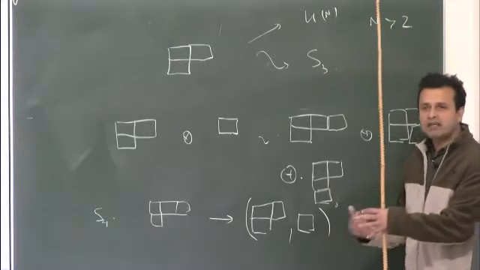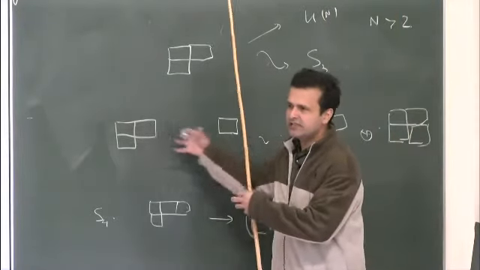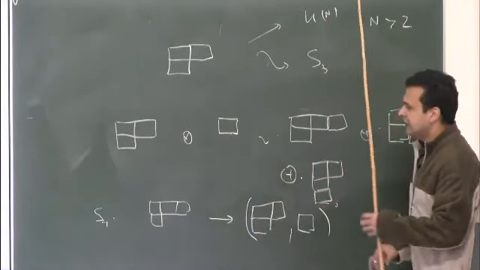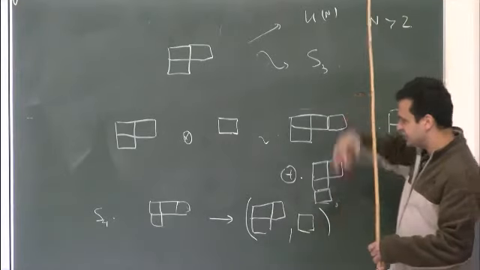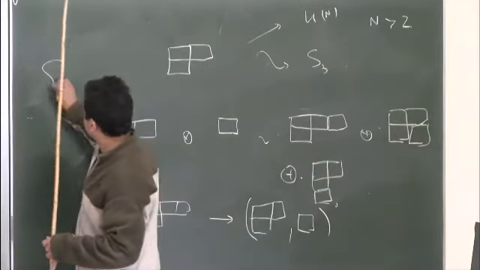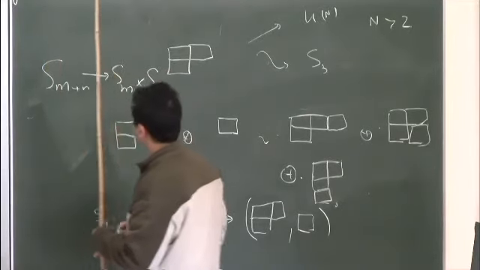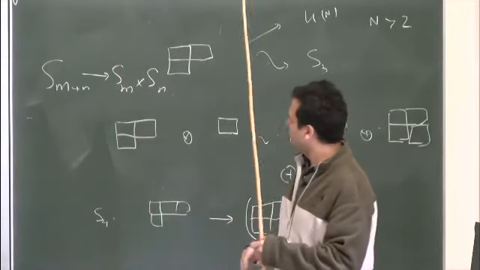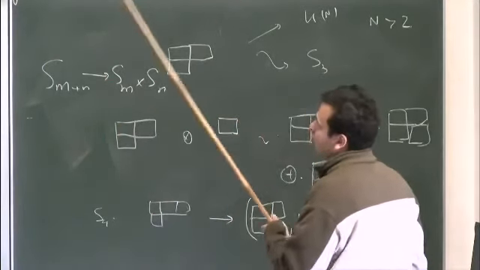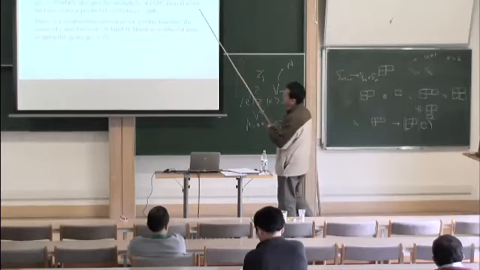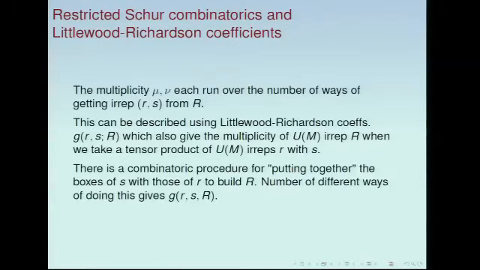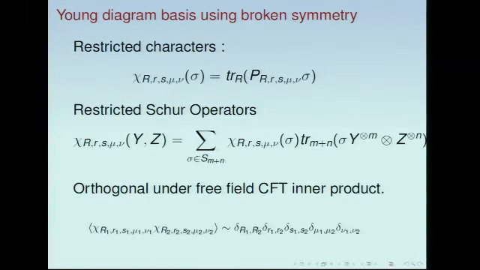So it's kind of a duality. Tensoring UN, tensor UN into other UNs is the same as restricting Sm plus n to Sm cross Sn. So this is to say, therefore, that if we want to work with these projectors that describe these restricted Schur operators, it has largely to do with kind of combinatorics of putting Young diagrams together.